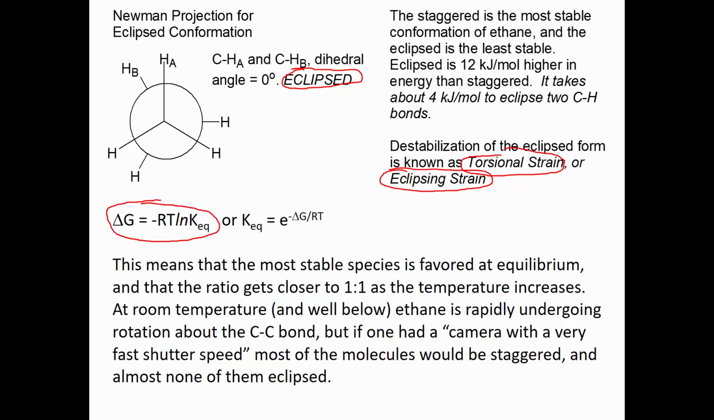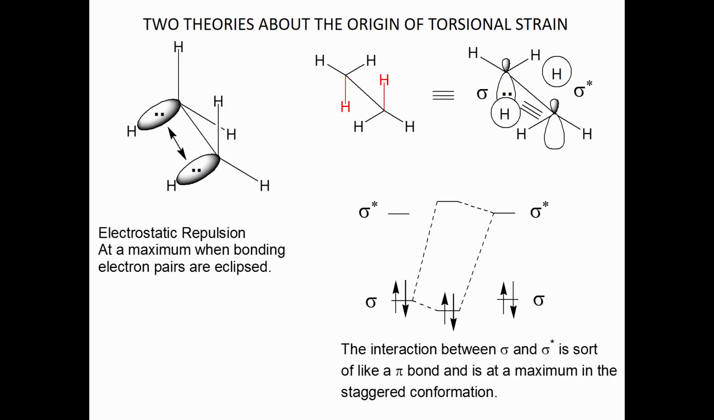All right, so this eclipsing interaction is destabilizing, and I just want to put one more thing out here. If eclipsed is 12 kilojoules per mole higher, this means that it took 12 kilojoules per mole to eclipse 3 pairs of CH bonds. So we're going to divide that number by 3 and come away with the conclusion that it's going to take about 4 kilojoules per mole to eclipse a pair of CH bonds.